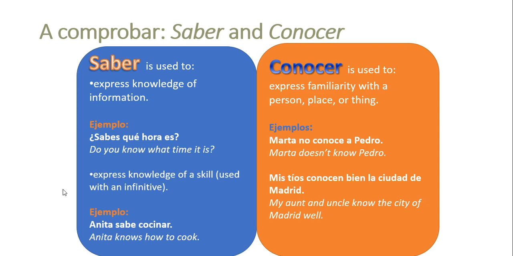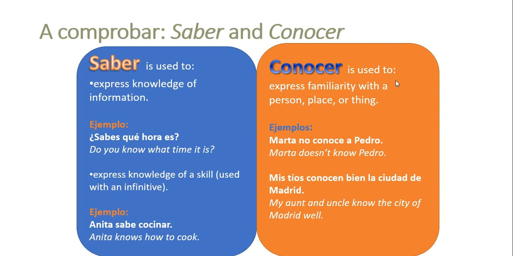Okay, let's take a look at saber and conocer. Both mean to know, but saber is used to express knowledge of information. For example, what time it is. ¿Sabes qué hora es? Also, a knowledge of a skill. For example, I can play guitar. Yo sé tocar la guitarra. Y Anita sabe cocinar.